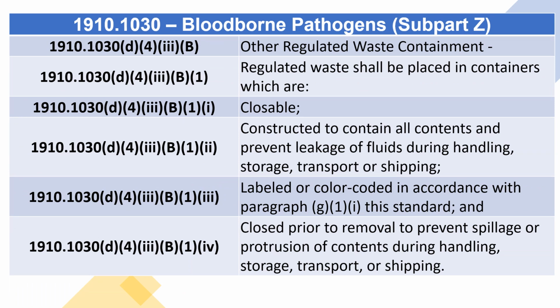1910.1030(d)(4)(3)(B) Other regulated waste containment. (B)(1) Regulated waste shall be placed in containers which are (B)(1)(i) through (iv) closable, constructed to contain all contents and prevent leakage of fluids during handling, storage, transport, or shipping, labeled or color-coded in accordance with paragraph (g)(1)(i) of this standard, and closed prior to removal to prevent spillage or protrusion of contents during handling, storage, transport, or shipping.